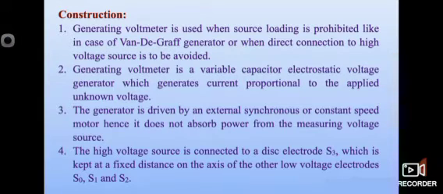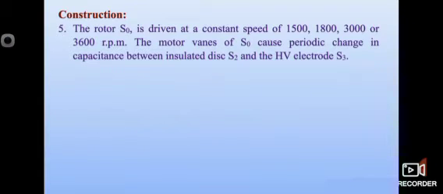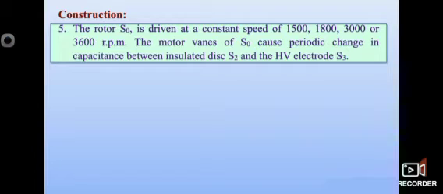The high voltage source is connected to a disc electrode S3, which is kept at a fixed distance on the axis of the low voltage electrodes S0, S1, S2. So there are 4 electrodes used in the generating voltmeter. The rotor S0 is driven at a constant speed of 1500, 1800, 3000 or 3600 RPM. The motor vanes of S0 cause a periodic, sinusoidally varying change in capacitance between the insulated disc S2 and the HV electrode S3.